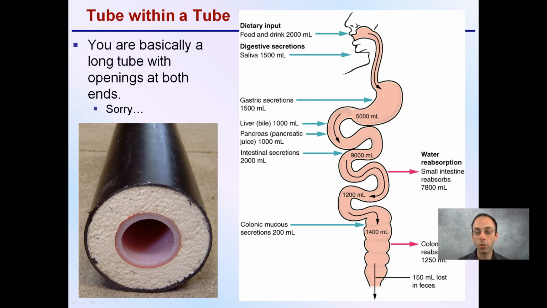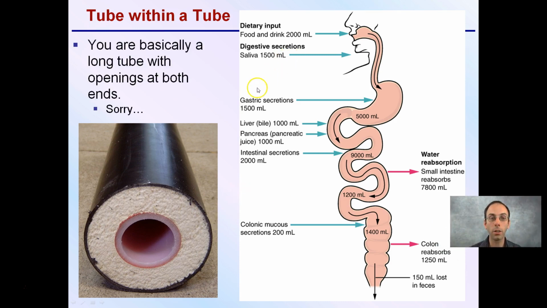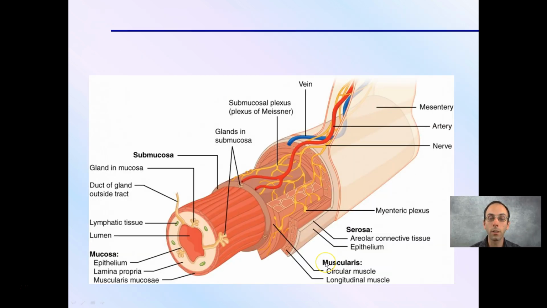Now, as a general summary of our digestive system, it is a tube within a tube. You're basically one long tube with openings at both ends. You say, sorry, because that's basically all it is. There's a distinctive path that it takes, and of course there are different things that happen along that path, but simply it enters one point, mechanical and chemical processes occur throughout, and it exits out the other end. So you're a tube within a tube.